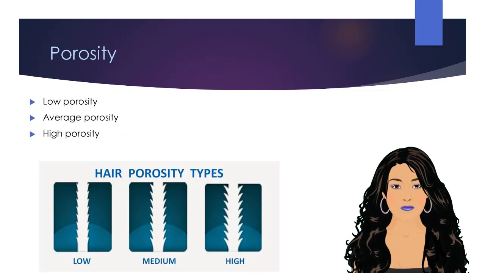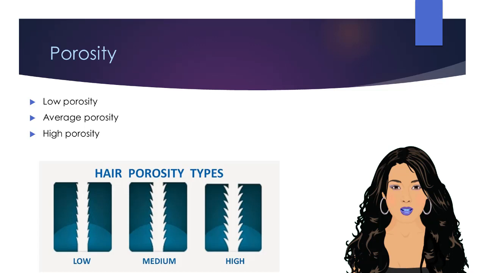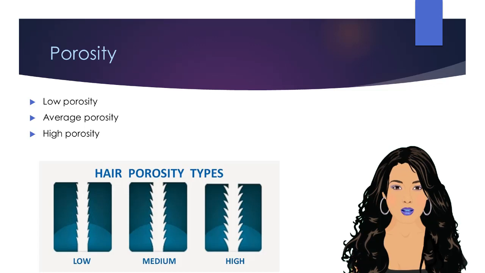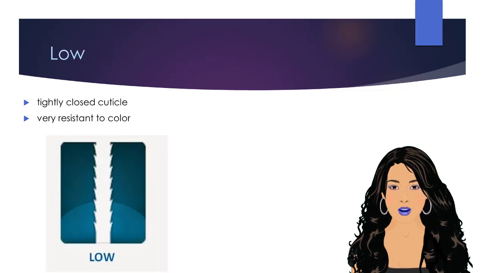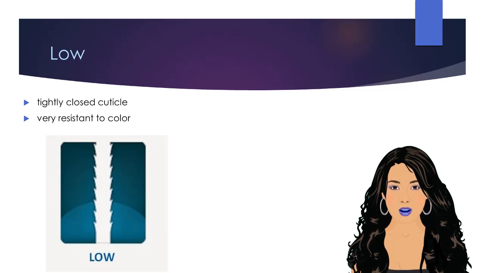Porosity is the hair's ability to absorb moisture. The degree of the hair's porosity will determine how much and how fast the hair will absorb hair color products. Hair that has low porosity has a tightly closed cuticle layer and will not absorb moisture willingly. Hair with low porosity is very resistant to hair color.